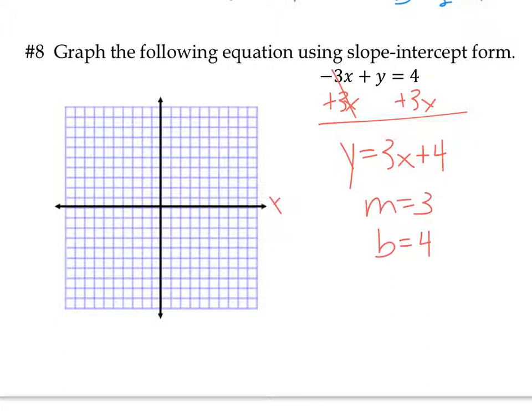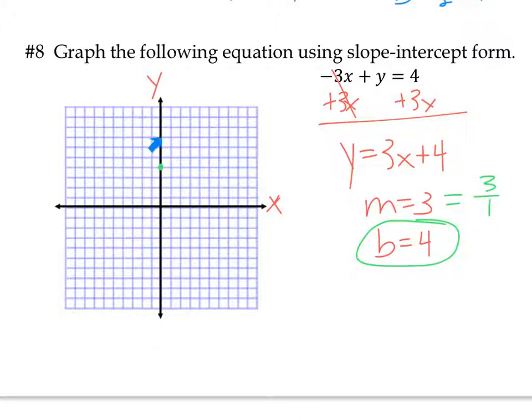When I graph that, my x-axis and my y-axis, the first thing I'm going to do is plot the y-intercept. I'm going to take this point and put it on the y-axis right here, right at 4 on the y-axis. Again, that's the y-intercept. And our slope of 3, that's like 3 over 1. So from this point, I'm going to count up 3. 1, 2, 3. That's my rise of 3.